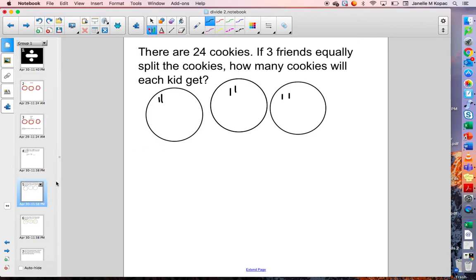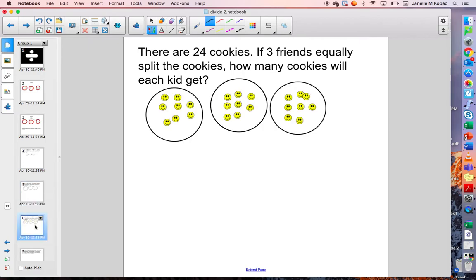All right, you should have solved this problem, and you can see here I made an equal groups picture using happy faces, and I can see there's 24 in all, but when I split them into 3 groups, there are 8 in each group. 24 divided by 3 equals 8. So that means that each kid is going to get 8 yummy cookies.